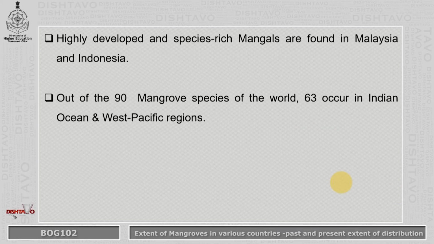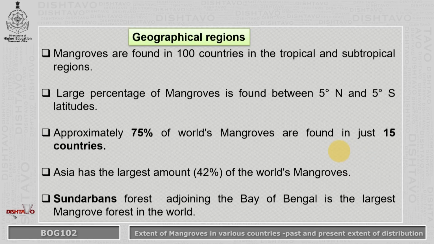There are certain highly mangrove-rich areas which are found in Malaysia and Indonesia. And out of 90 recorded mangrove species, about 63 species are found in the Indian Ocean and West Pacific region. Coming to other geographical regions, mangroves are found in 100 countries, mostly in tropical and subtropical regions. A large percentage of mangroves is found between 5° north and 5° south latitude, and approximately 75% of world mangroves are found in just 15 countries.